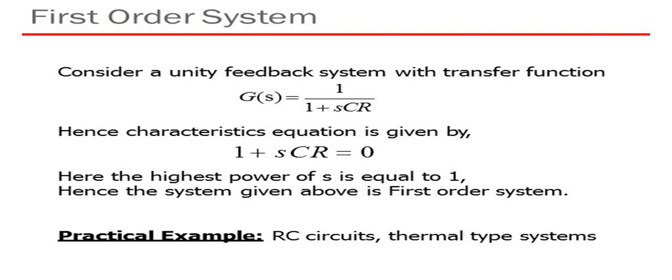Consider a unity feedback system with transfer function G(s) equal to 1 upon 1 plus SCR. Hence, the characteristic equation is 1 plus SCR equal to 0. Its highest power of s is 1, hence it is a first order system. Practical examples of first order systems are RC circuits and thermal type systems.